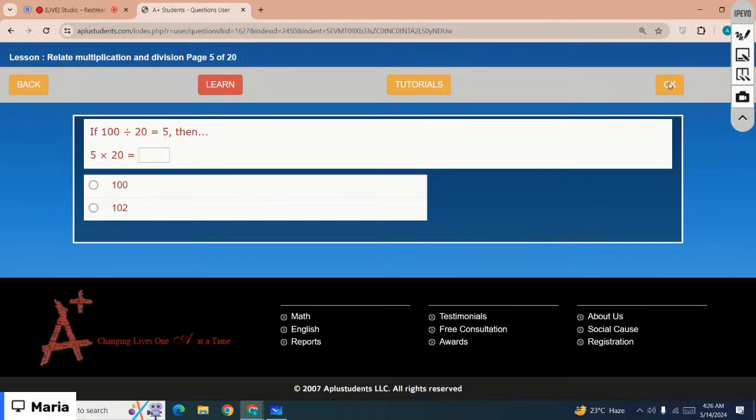If 100 divided by 20 equals 5, 5 times 20 is 100. The correct option is option number 1.